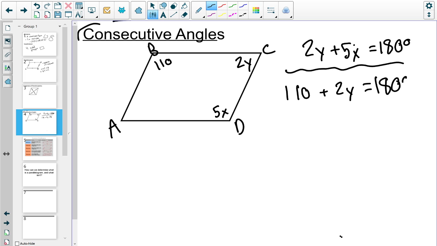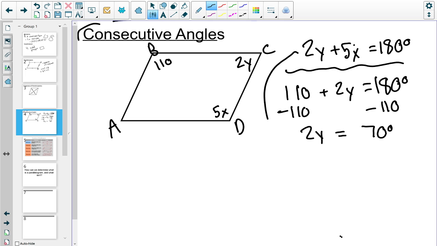We want to get what x equals. So we say, well, 2y and 5x add together to equal 180 degrees, but that's two unknowns. We can't really solve for anything there. So let's take what we know about 110 and 2y to solve for y. So we get this here. We subtract the 110 from both sides. And that leaves us with 2y equals 70 degrees.